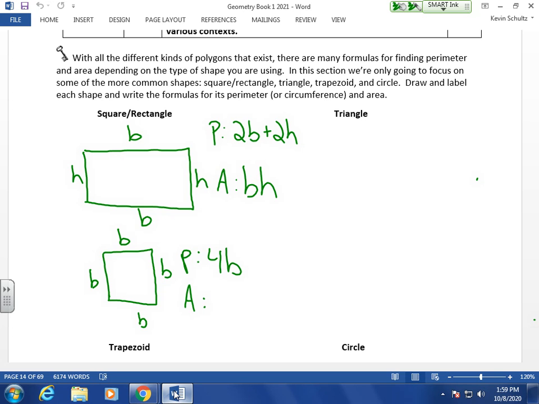Okay, and for the area, base times height works just as well, but because they're all the same length, we can also think of it differently. Well, 4b is still going to be perimeter. What? Someone said it? Base squared, or b squared, right? Base times base, base times height. They're all the same. We're multiplying something times itself.